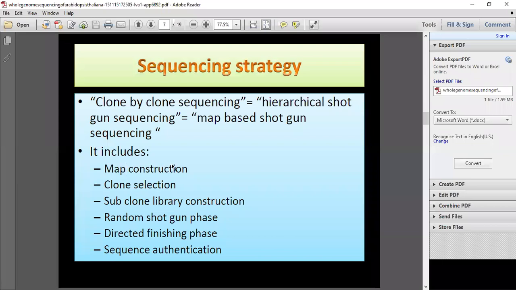So it generally includes map construction, then clone selection, then subclone library construction, random shotgun phase, directed finishing phase. So these are all the phases they have completed. In that, we need to study only the phases. We need not go into detail because it's a whole genome sequencing project, it's very huge. We need to study only the strategies they have used and what the steps inside that are.